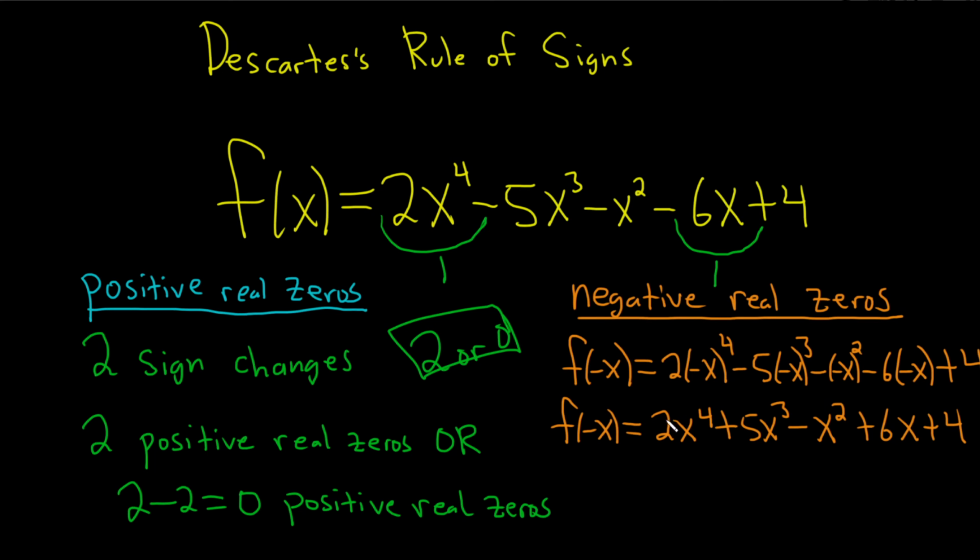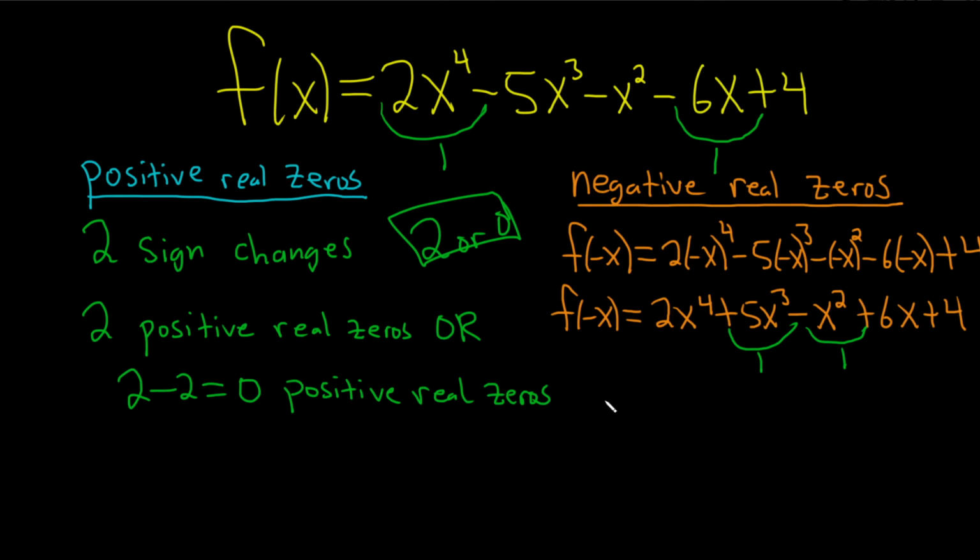And so now, like before, we're going to count sign changes. So positive, positive, no good. Positive, negative, success. We have a sign change. Negative, positive, success. We have a sign change. Positive, positive, no good. So we have 2 sign changes. And again, Descartes' rule of signs says that the number of negative real zeros is either the number of sign changes or that number minus a positive even integer.